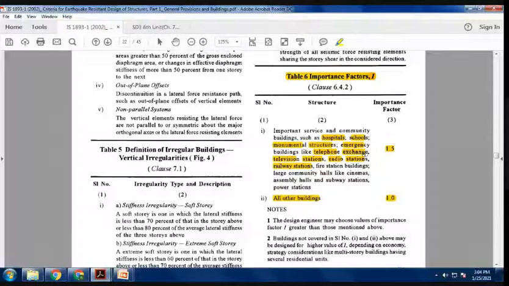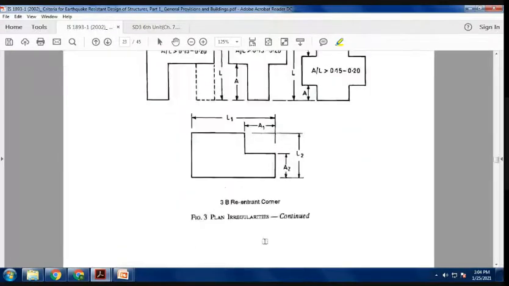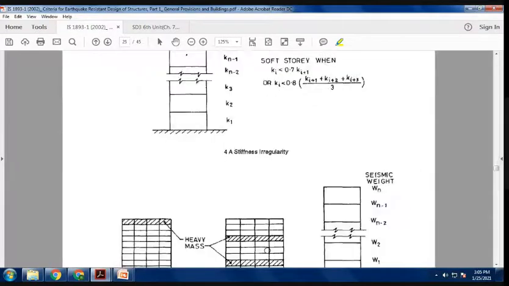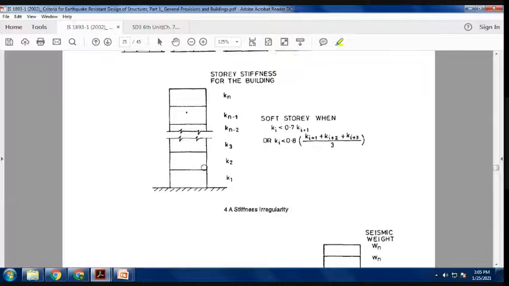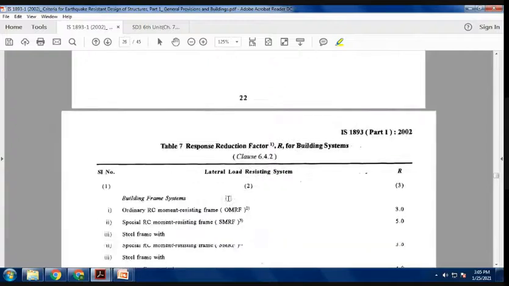Importance factor means importance of that building. In questions, he says that the school building is situated in zone 2, subjected to 7% damping, like that. So a school building means the importance factor should be taken as 1.5. Then we are left with R, the response reduction factor. The stiffness I will explain later in the next chapter.